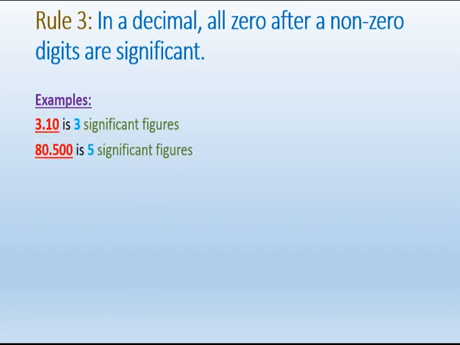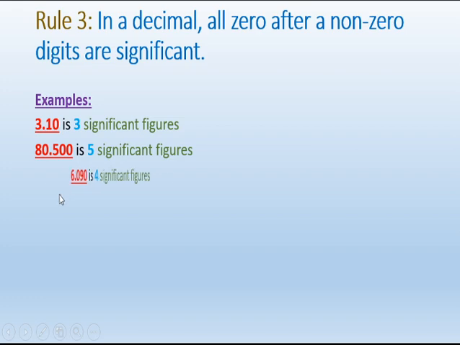Now come to the next one. The first zero is between non-zero numbers, so this is significant, and the ending zeros are after the decimal point, so they are also significant. So that's why this is 1, 2, 3, 4, 5, 5 significant figures.